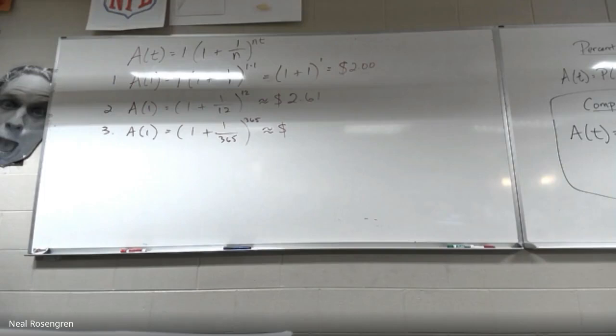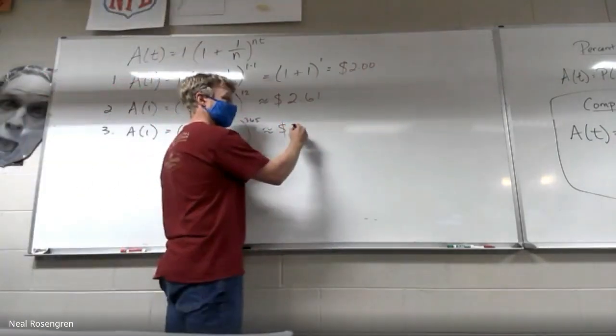$3, $5, $10. I mean, from 1 to 12 was a big jump, but now 12 to 365, that's a huge jump. How much is it? $2.71. That is not a very big difference.